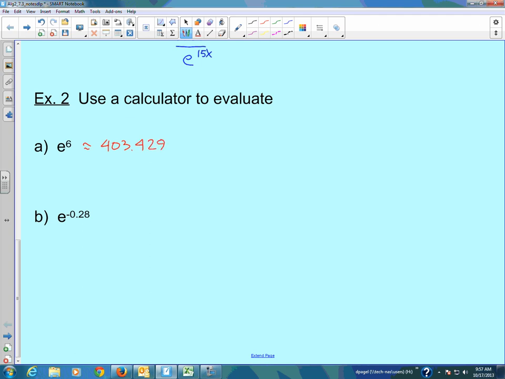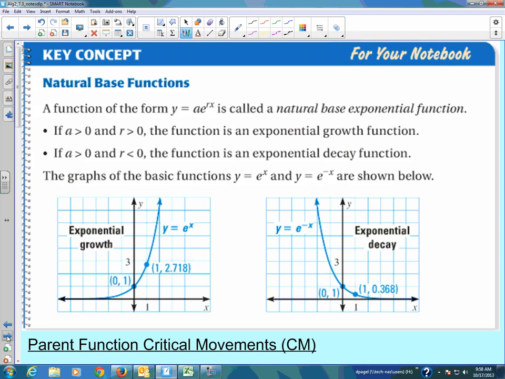Approximately. And e to the negative 0.28 power, I could rewrite it as 1 over e to the 0.28 power. And in that case, I would get 0.756. Again, these are approximate values because we are rounding here. All right, so that's just some calculator use. Let's talk about the graphs.